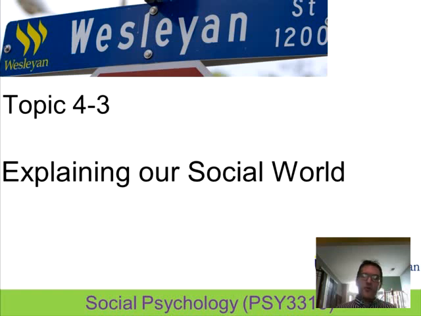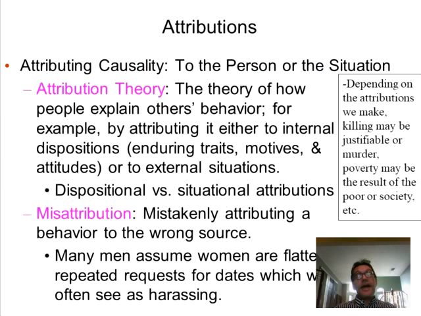Alright, welcome back to part 3 of this topic. We're going to talk about explaining our social world a little bit and how we explain our social world. In particular, we're going to focus on attributions, okay? Attributions are powerful things. An attribution is sort of like an explanation for behavior.